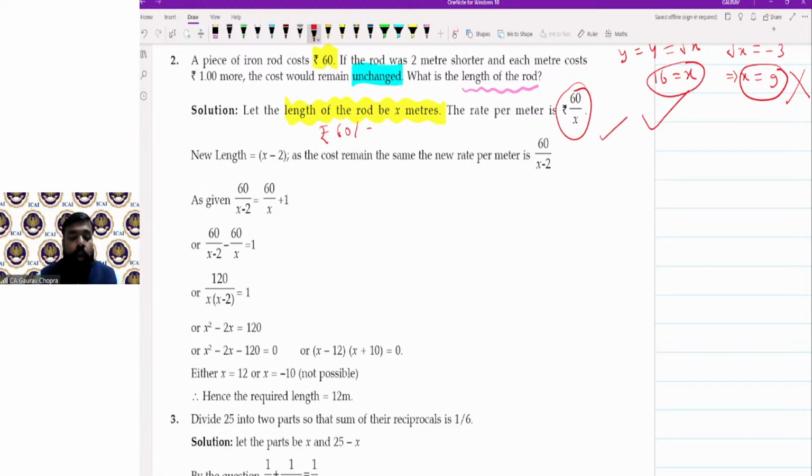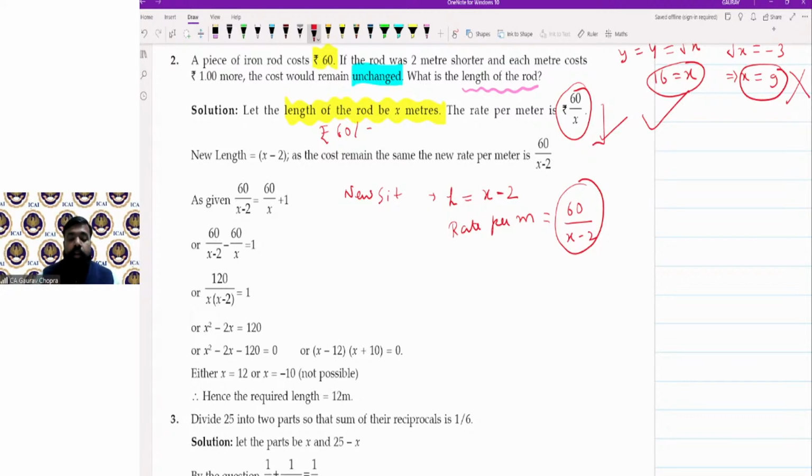Now, according to the new rate, this is the old situation. Now, according to the new situation, what will be the length? Length will be x minus 2. So, what will be the new rate per meter? तो पहले रेट टोटल कॉस्ट थी 60, आज भी 60 है, तो 60 अपॉन length is now reduced. Now it is 60 upon x minus 2. तो पहले का रेट पर मीटर था 60 upon x, अभी का रेट पर मीटर क्या है? 60 upon x minus 2.